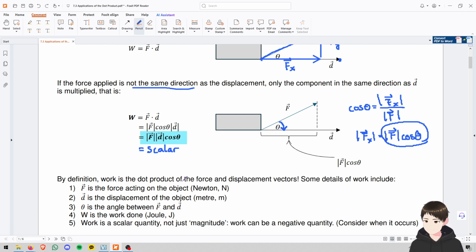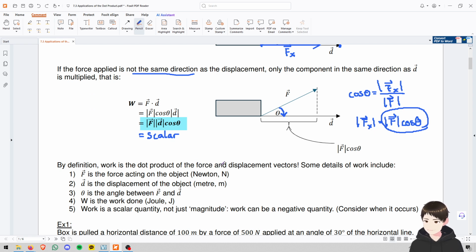Once again, by definition, work is the dot product of the force and displacement vectors. Some details of work include the force acting on the object, the displacement, or movement, of the object, and the angle between the two. When we calculate work, instead of saying newton meters, we say joules. The work is done and the unit is joules. Once again, work is a scalar quantity. It's not just a magnitude; in other words, work can be a negative quantity. You can think about when that actually occurs, but let's go through the examples first.